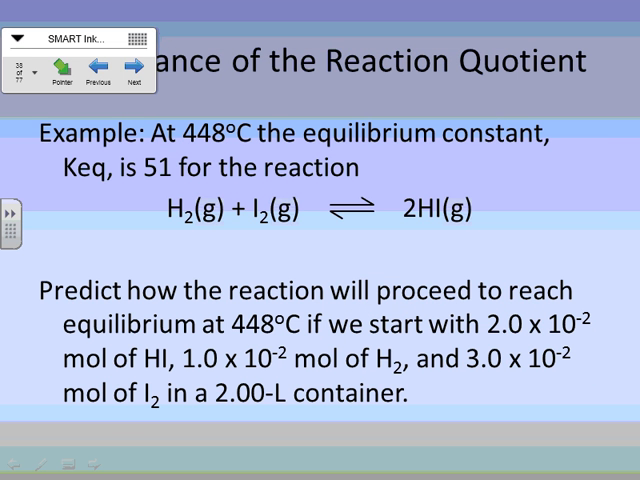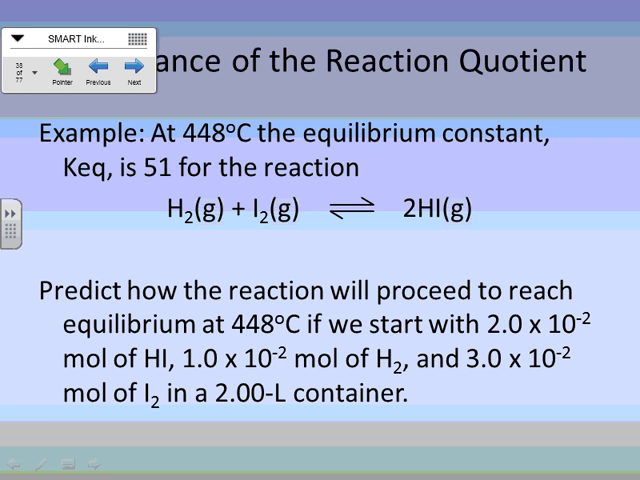All right, so here's an example. At 448 degrees, the equilibrium constant is 51. It's kind of an odd equilibrium constant. By the way, I will explain in class why the equilibrium constant is unitless today. I don't think we have time for that right now, but it's kind of a complicated thing anyway. It has to do with thermodynamics, so we'll talk about that.